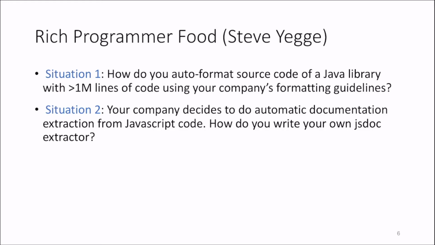Situation 2 is your company decides to do automatic documentation extraction from JavaScript code. Your task is to write a JSDoc extractor. Again, you could write some arbitrary code that tries to extract it out of the programs. You probably will run into bugs because it's an ad hoc and hacky solution. What we want is a solution that is guaranteed to work on any code that anybody will write in the future. So how do we do that? Compiler tools actually do help you do that.